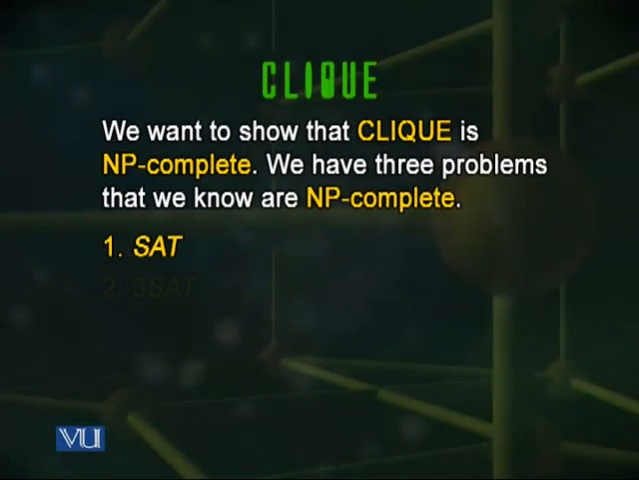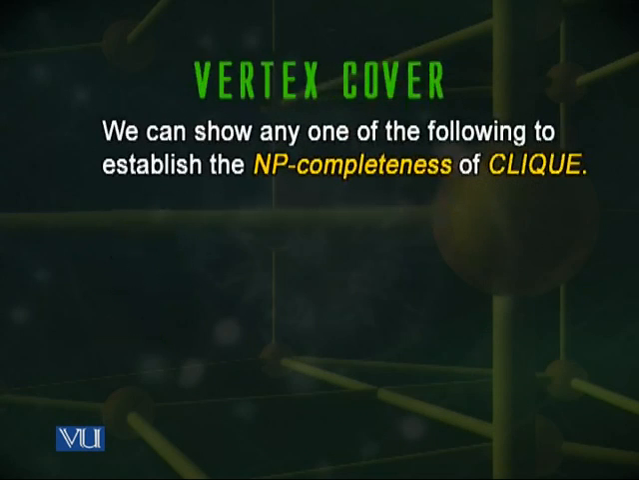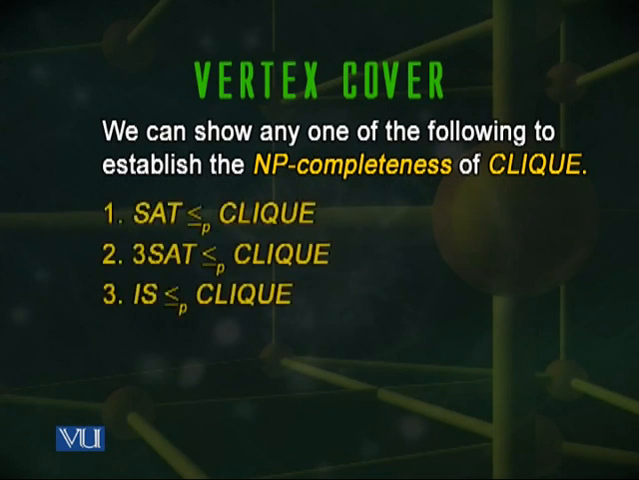Well, there are three problems. One of them is SAT, the other is 3-SAT, and the third one is the independent set problem. So far that is the knowledge that we have gained about the class NP-complete. Now, to show that clique is NP-complete, we have three alternatives. We can take SAT and show that it's polynomial time reducible to clique. We can take 3-SAT and show that it's polynomial time reducible to clique. And we can take the independent set problem and show that it's polynomial time reducible to clique. So the question is, which one of these problems should we choose?